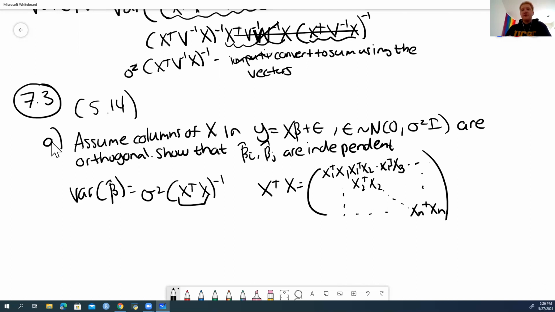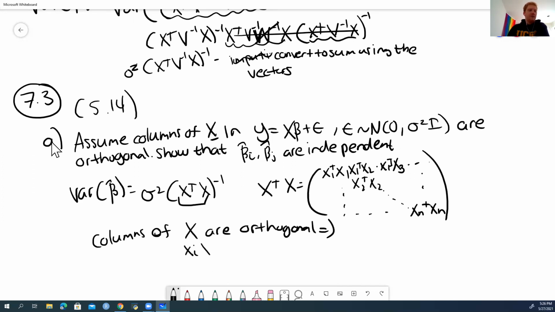So the inverse of these will obviously be, well, I'll explain why it doesn't really matter that we have the inverse. So if the columns of X are orthogonal, that directly implies that xi transpose xj is equal to 0 for all i, j, i not equal to j. Okay, because that's the definition of orthogonal, right? The inner product is 0.